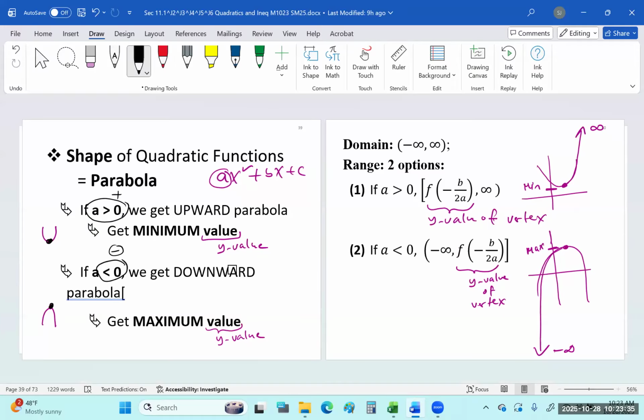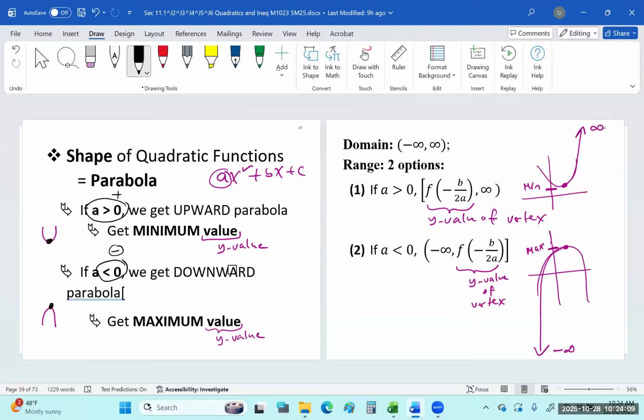Now for domain and range, domain is everything because you can substitute X with any number from the number line in your equation and you get a valid Y value. That's why domain is everything. Domain means what number you can plug in for X. And range means what number you get for Y when you substitute X. So you can substitute X with any number, but we don't get everything for Y. Y actually depends on your vertex.